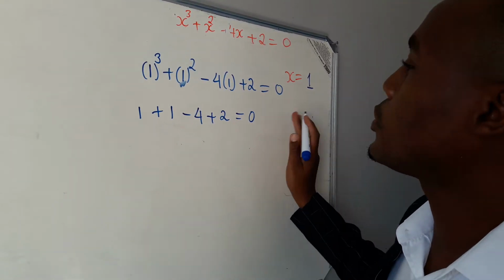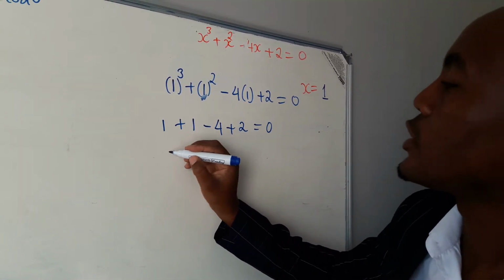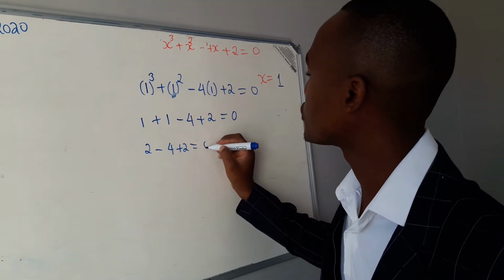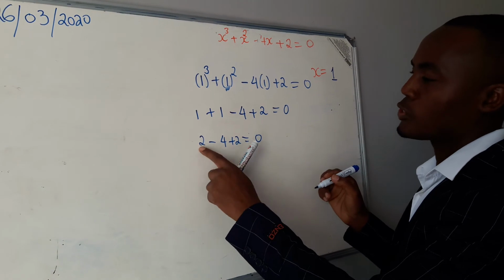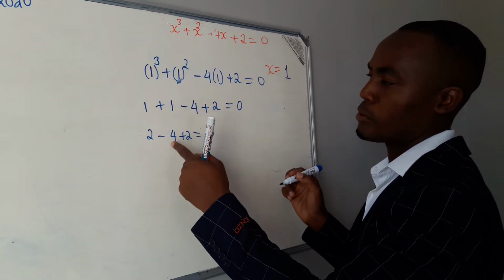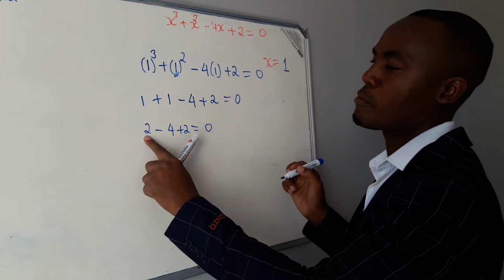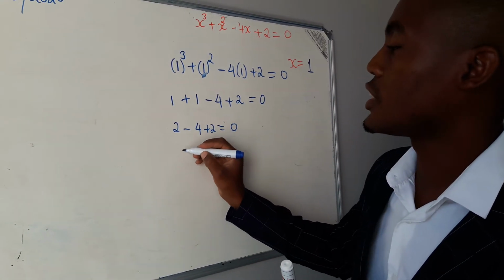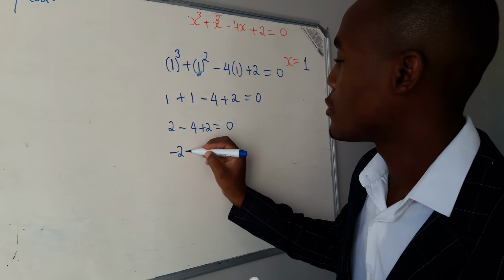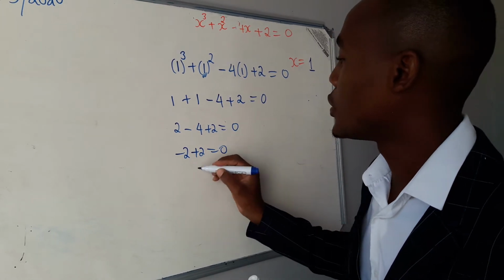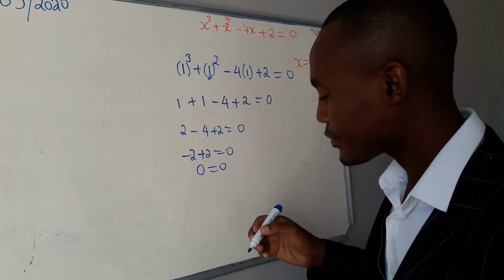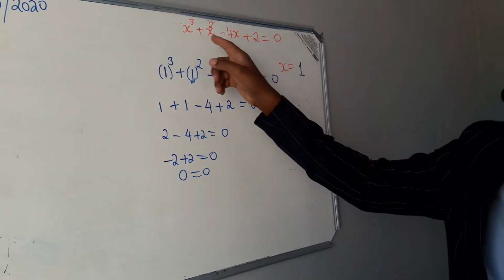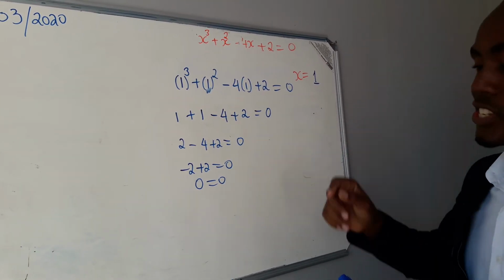Now the next thing to do is 1 plus 1 is 2, minus 4, plus 2 equals 0. So here we have 2 minus 4, which is pretty much subtraction of an integer, a smaller number subtracting a bigger number. It gives us negative 2, plus 2 equals 0. Now here we have 0 equals 0. So we can see that the number 1 satisfies the purpose of factorizing these expressions. So it is actually a factor.